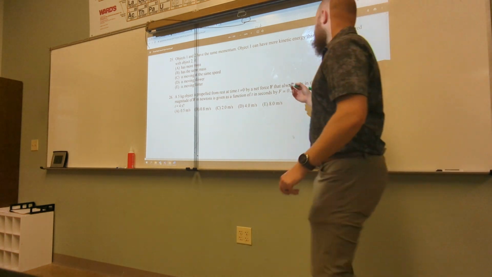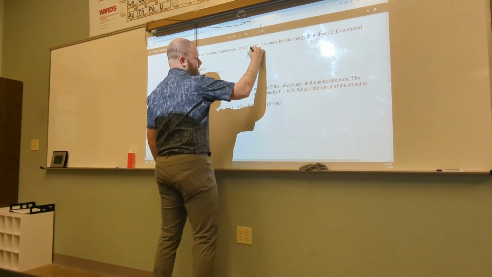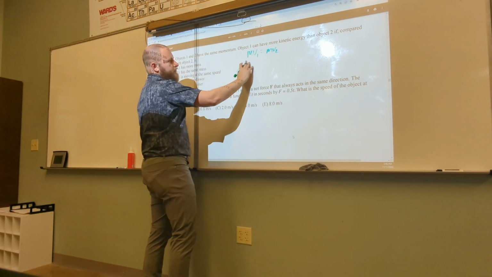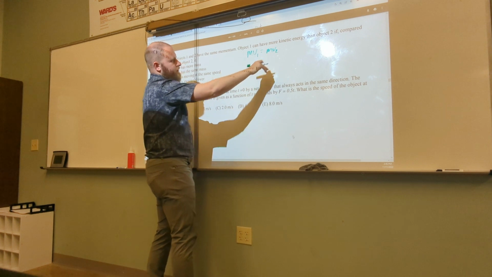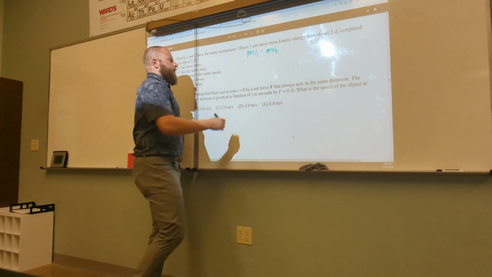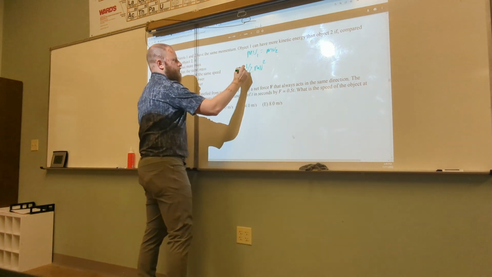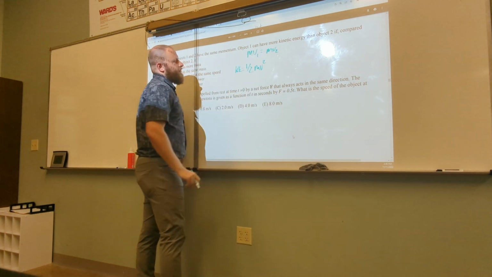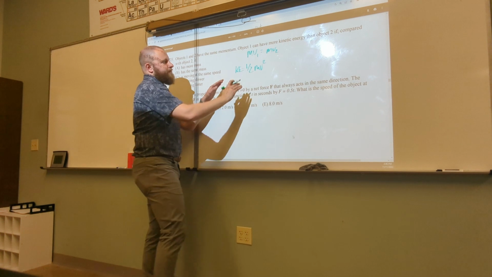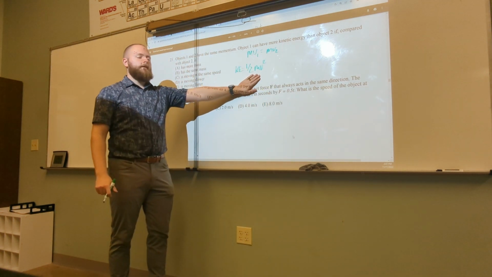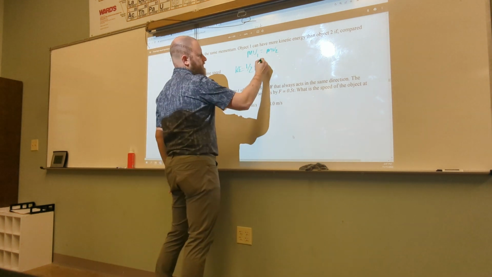Well, we know that mv1 is equal to mv2. So the momentum of object 1 is equal to the momentum of object 2, right? But the formula for kinetic energy is 1/2 mv squared. What this means is I can have two objects that have the same momentum but don't have the same kinetic energy, right? Because this v is squared.